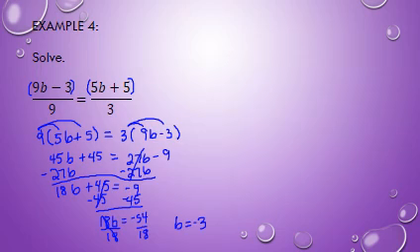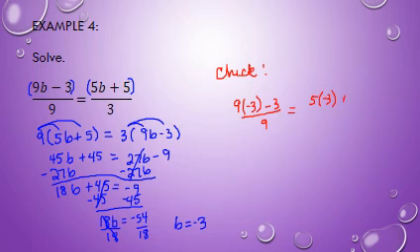And then let's go ahead and check our answer. Okay, to check, I'm going to substitute that value back into all the b's of the equation, or the proportion. So that's going to be 9 times negative 3 minus 3 over 9. And we're going to see, does that equal 5 times negative 3 plus 5 divided by 3.